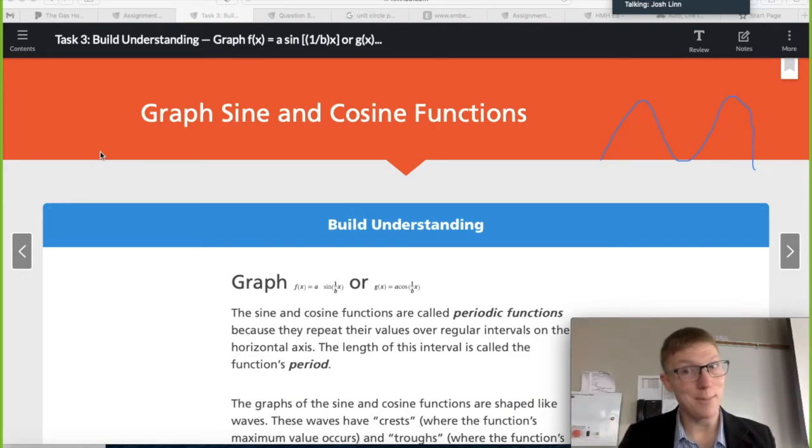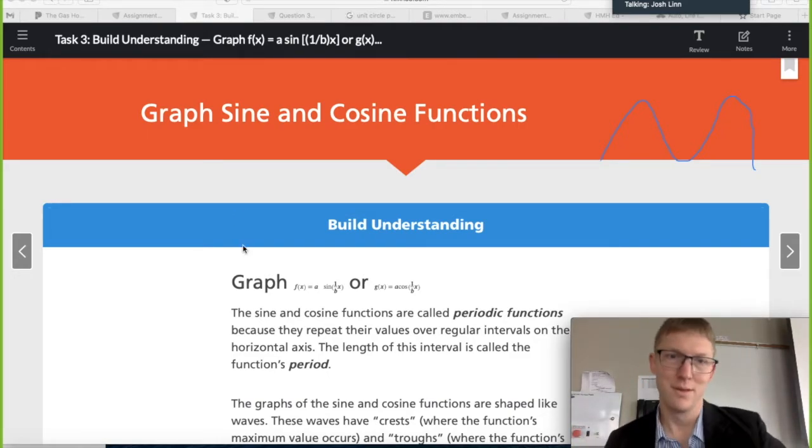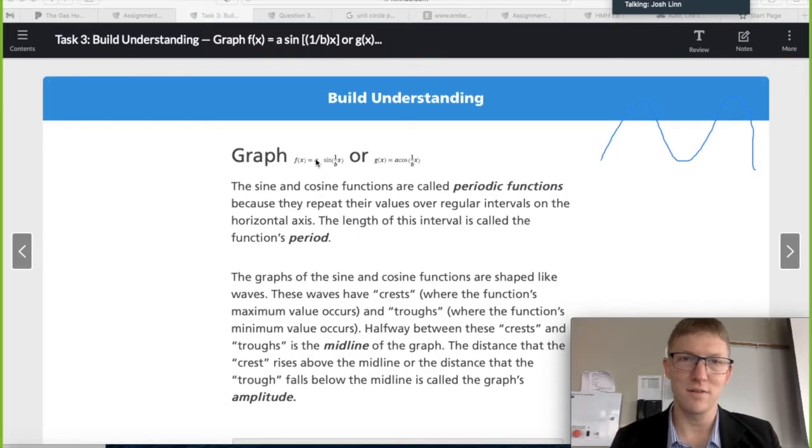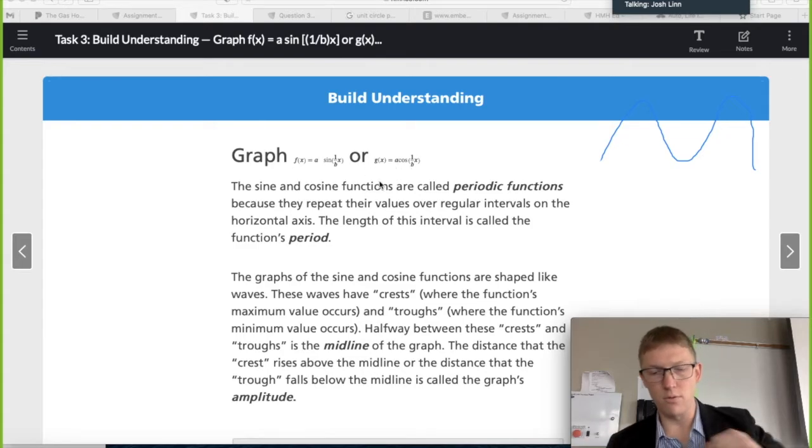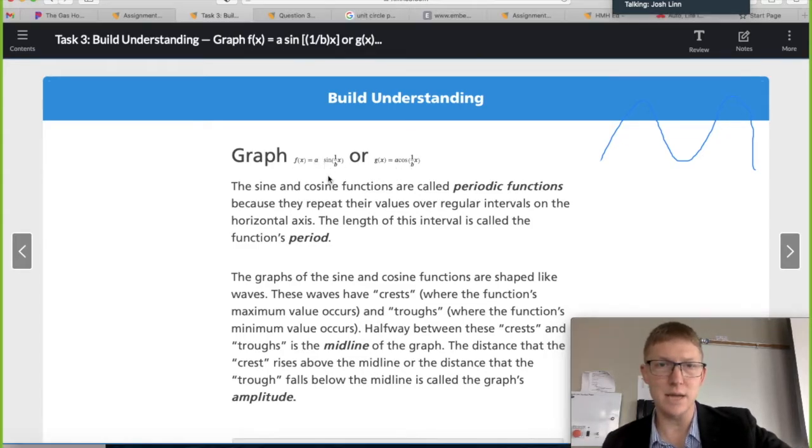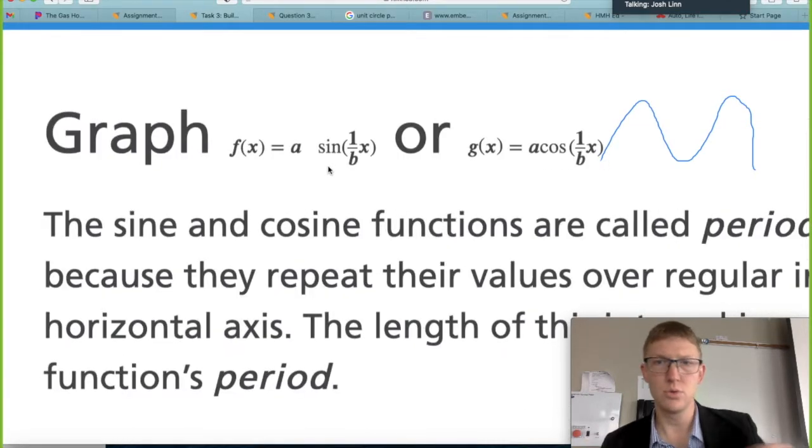Now let's see what happens when we start changing them. So it says, I know it got small, I don't know why, but graph f of x equals a sine of 1 over bx, or g of x equals a cosine of 1 over bx. So we are going to start adding stuff to our functions.